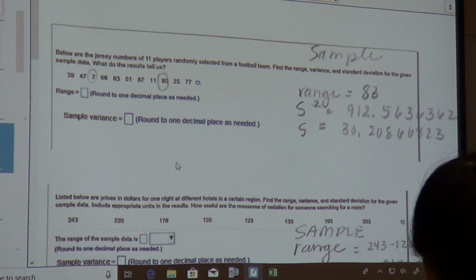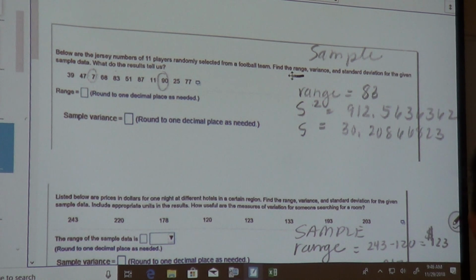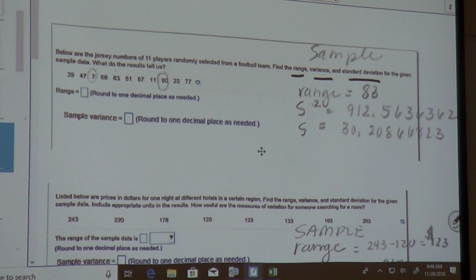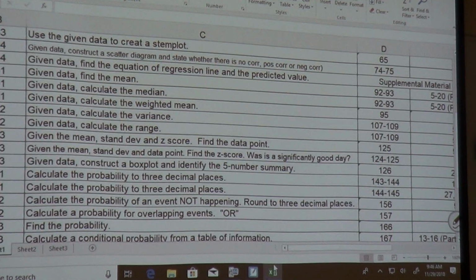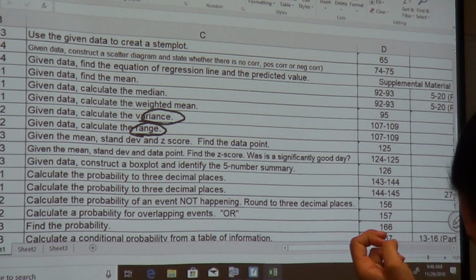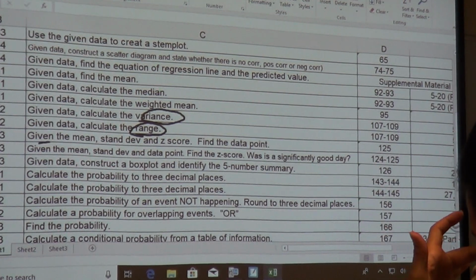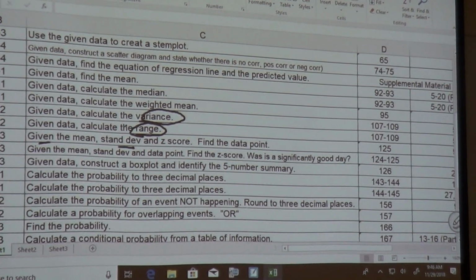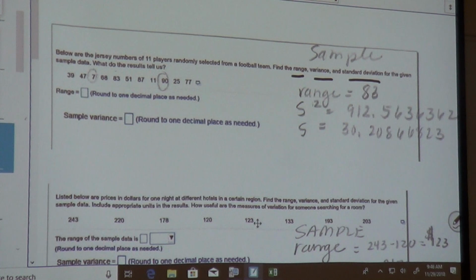Alright, this one says find the range, the variance, and the standard deviation. So do we need to know all these things? The range, the variance, and the standard deviation. So we have range, we have variance. I do not see where we have to find, it says given the standard deviation, but I do not see where we have to find the standard deviation. I just see calculate the variance, calculate the range. Does anybody remember how to find the range?